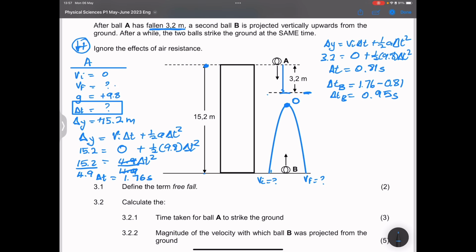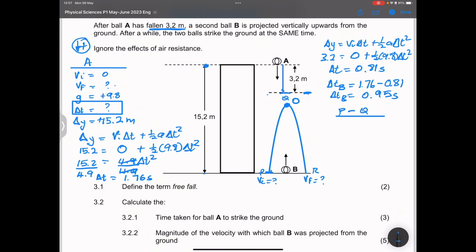But also note the time that it takes. If I were to call this P, this Q and this R, the time that it takes from P to Q would be the same as the time that it takes from Q to R. So what I'm going to do is consider motion from P to Q. In that case, my initial velocity is unknown.